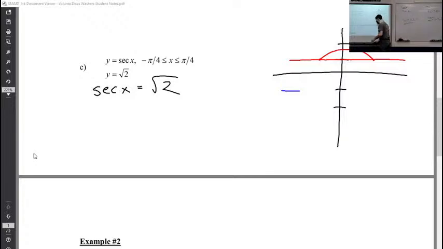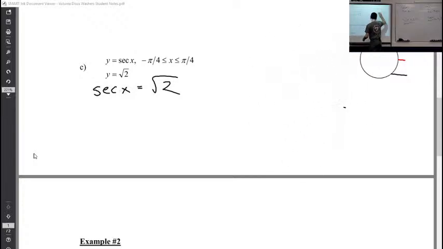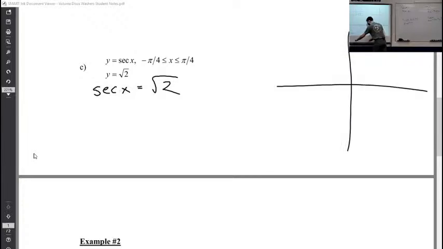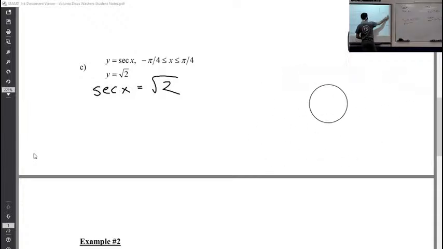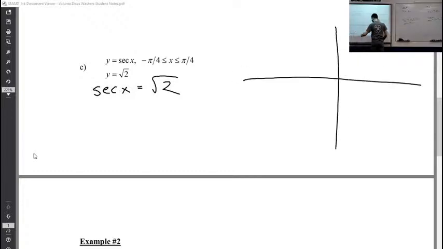No, I'm wrong. I messed it up. No, it's not what I want either. -1, -2. All right, and I want square root of 2, and it goes this way. There we go.